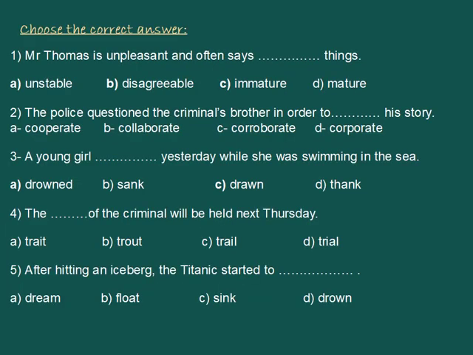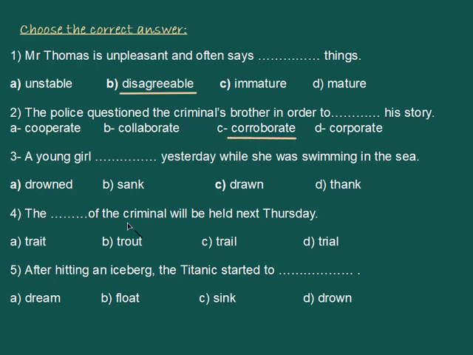After that, we can go to the last part of practice. Here, we have to choose which word is the right answer. Number 1, Mr. Thomas is unpleasant and often says disagreeable things. Of course, we can say disagreeable things. Yes, great. Number 2, the police questioned the criminal's brother in order to corroborate his story. What's your answer? The right answer is to corroborate. Yes, great.